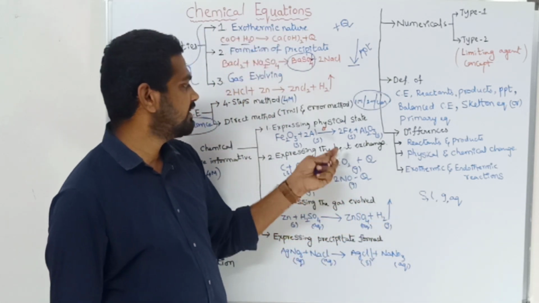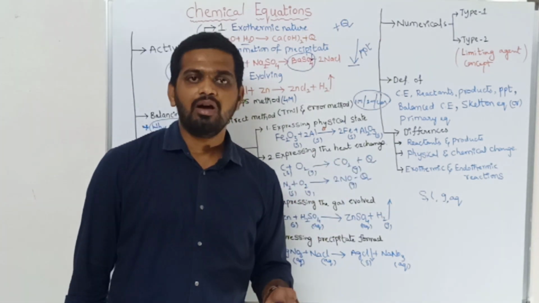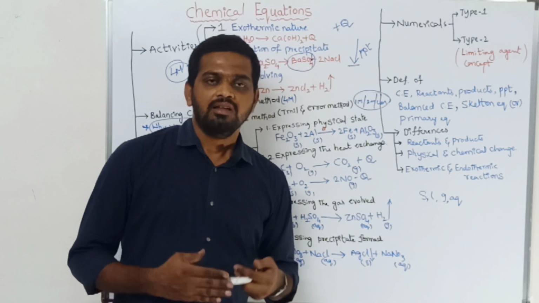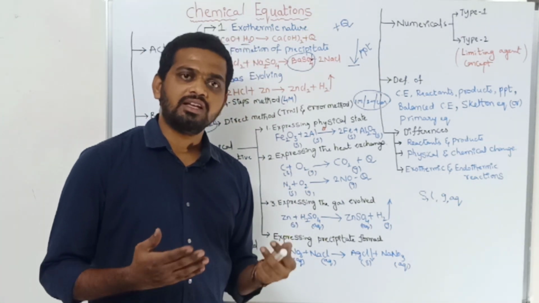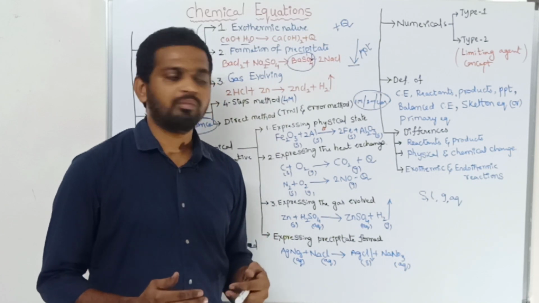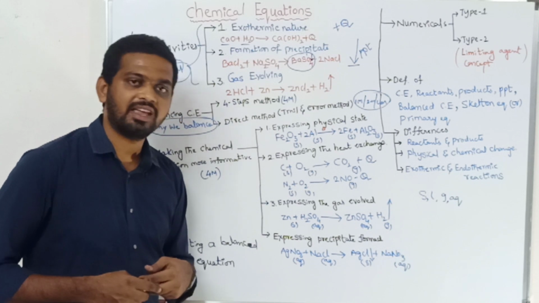So by using these two things, plus Q or minus Q, I am going to observe the chemical reaction, either exothermic or endothermic, by observing this equation. Clear? Coming to the third step, expression of gas evolved.